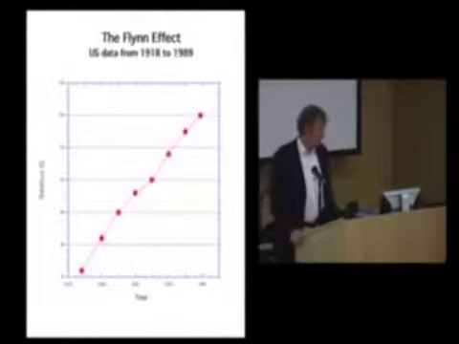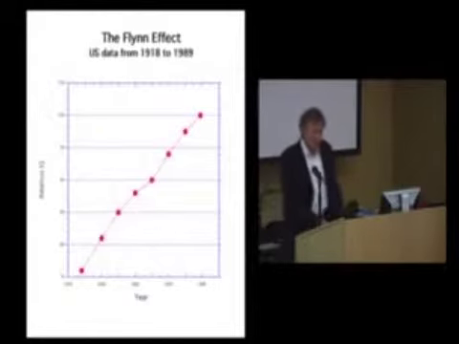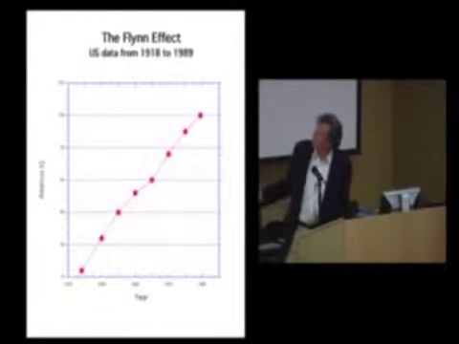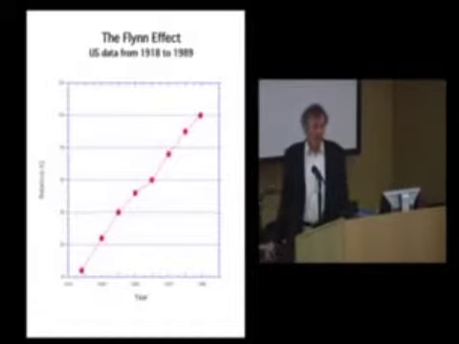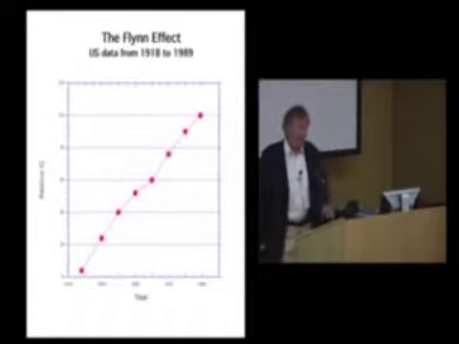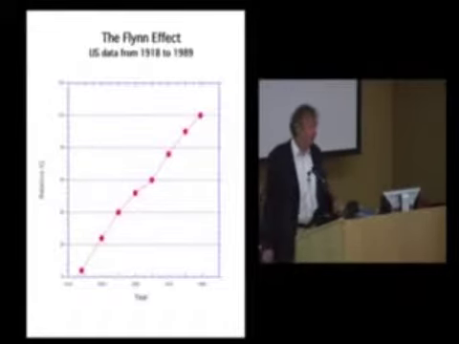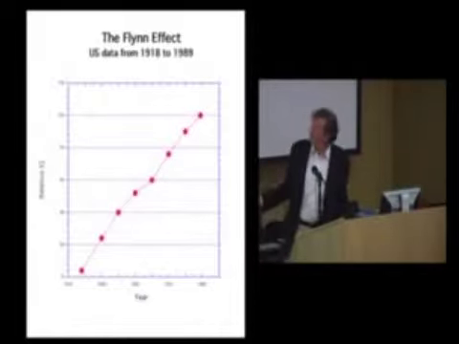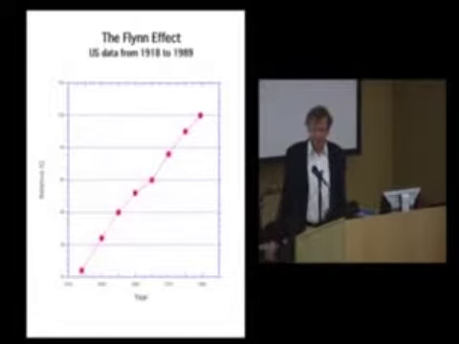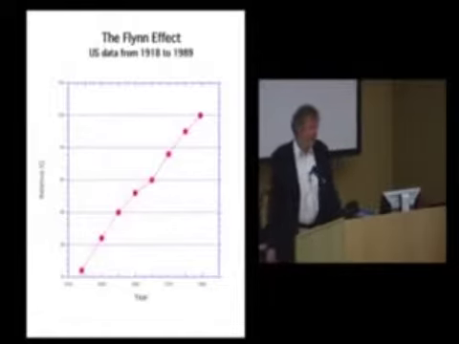And I couldn't get hold of the data to test this, but luckily a New Zealand scientist called James Flynn took up exactly this question and found that just this sort of thing was happening. This shows the rise in average IQ test scores in the United States from 1918 to 1989. And as you see, there was a dramatic and puzzling rise in IQ test scores. Not to be outdone, people have found that the same has happened in Britain, Germany, Japan. In fact, everywhere people have looked, they've seen the same rising IQ score effect. This is now called the Flynn effect, after James Flynn.